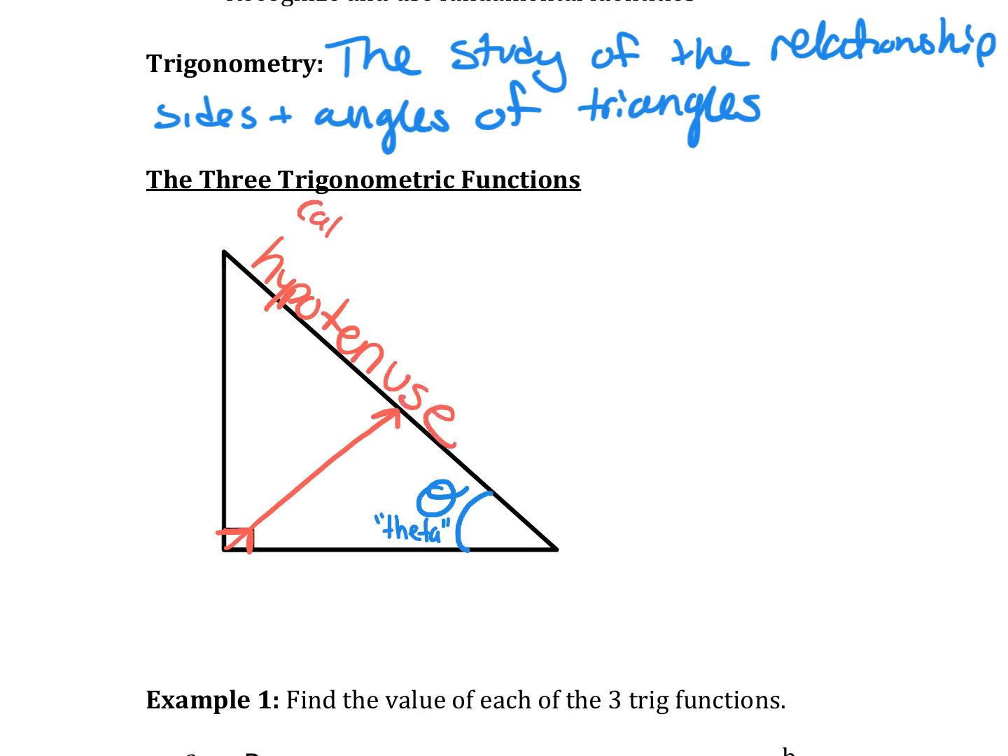So hypotenuse is always across from the right angle. Now the other two sides are the opposite side and the adjacent side. Those two sides are dependent on what angle we're looking at. If we're looking at our angle that we labeled here as theta, the opposite side is, well, the side opposite that angle.